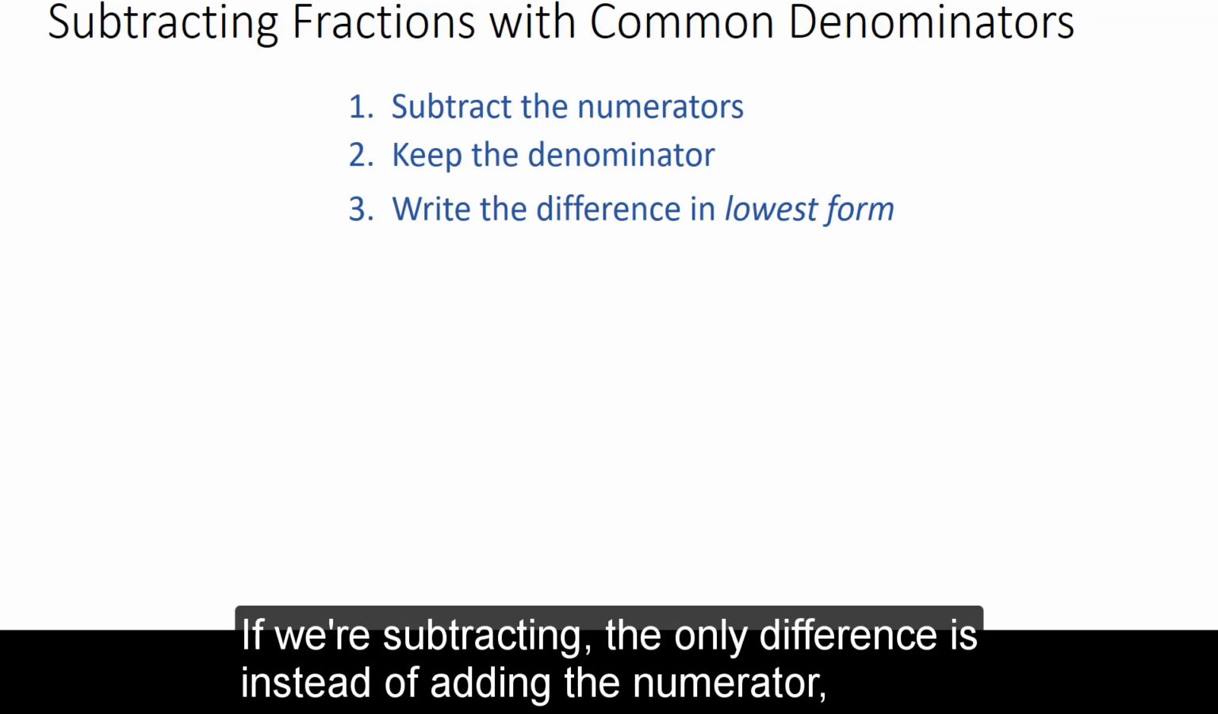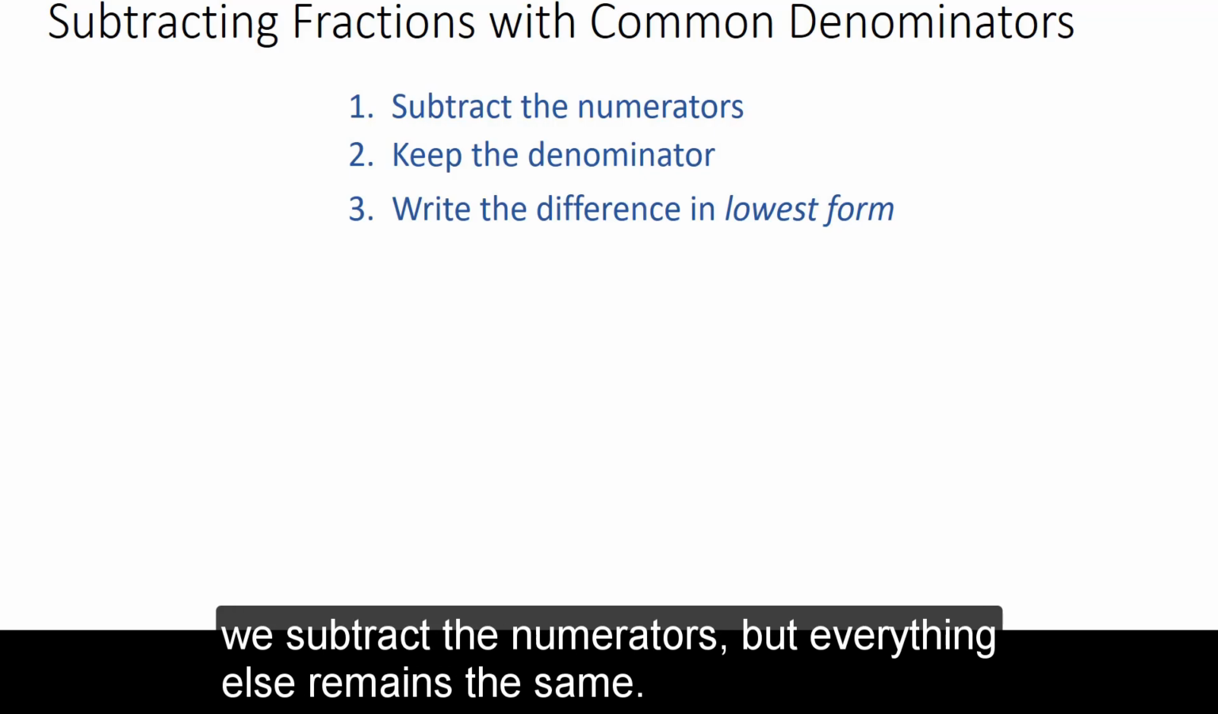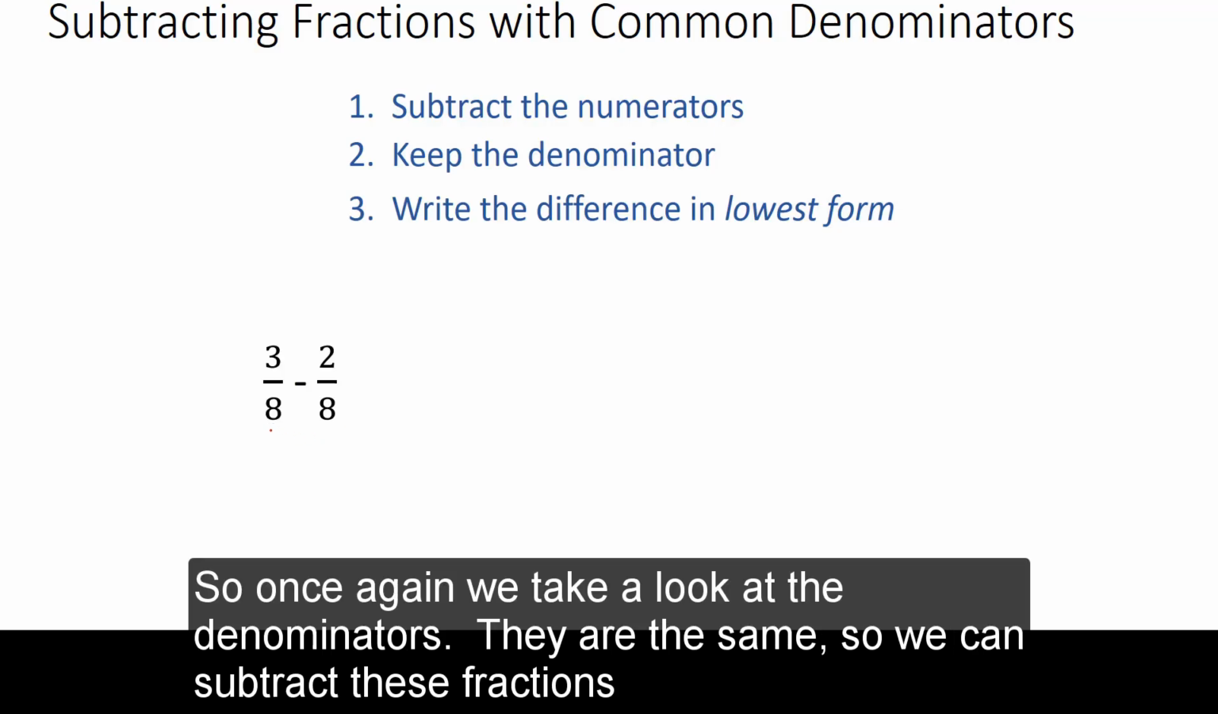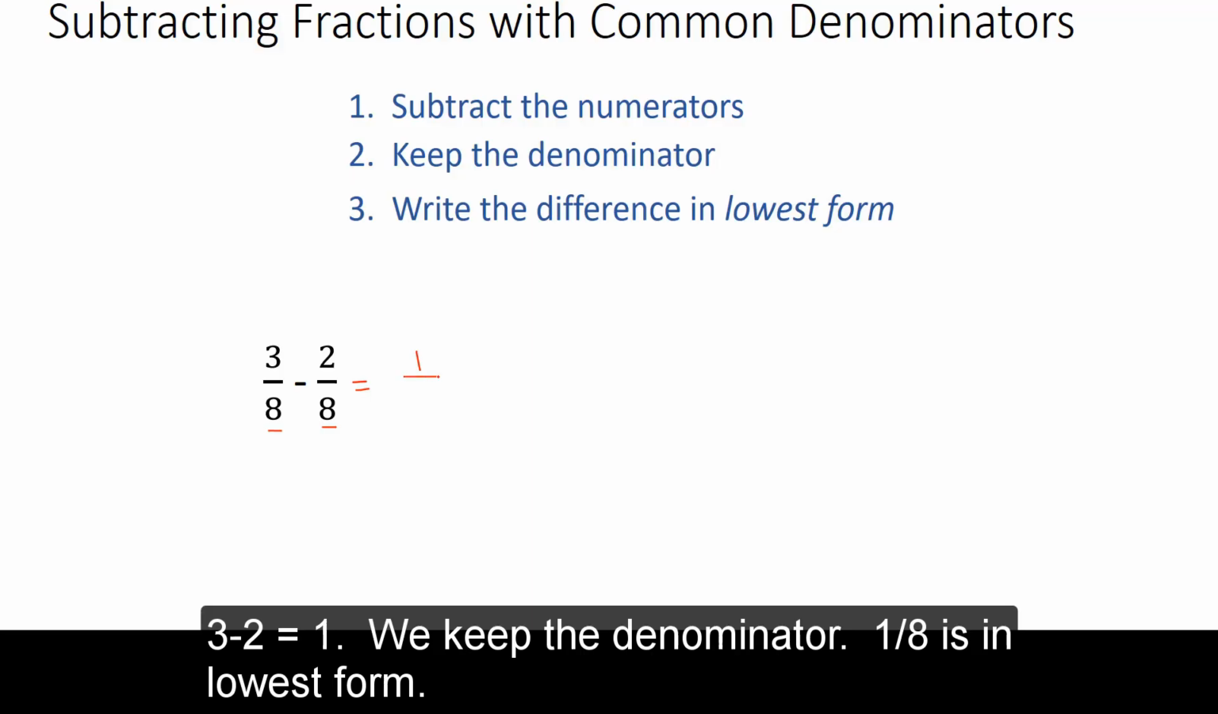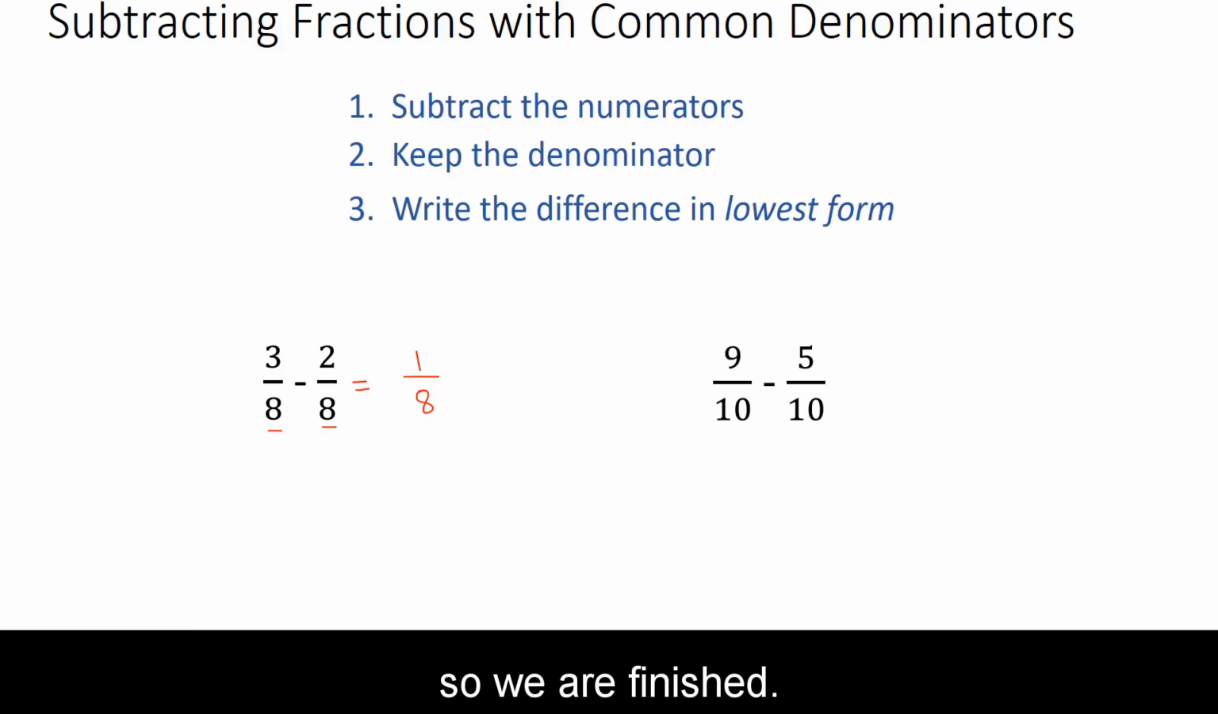If we're subtracting, the only difference is instead of adding the numerators, we subtract the numerators, but everything else remains the same. So once again, we take a look at the denominators. They are the same, therefore we can subtract these fractions. 3 minus 2 is a 1. We keep the denominator. 1 over 8 is in lowest form. So we are finished.